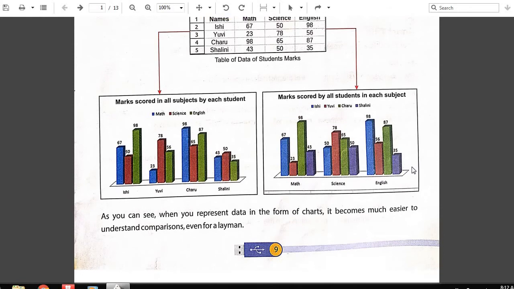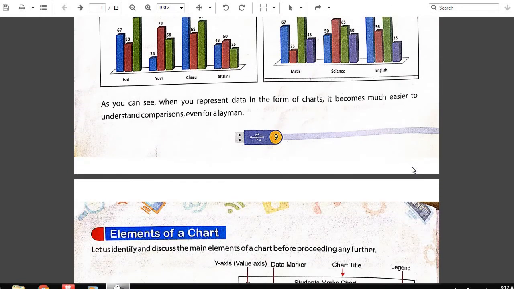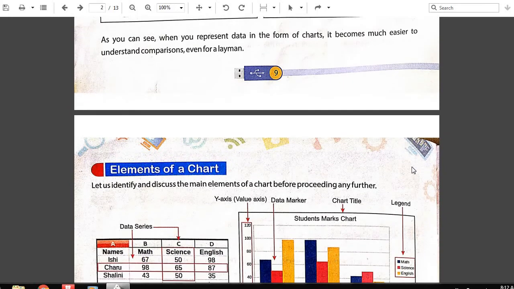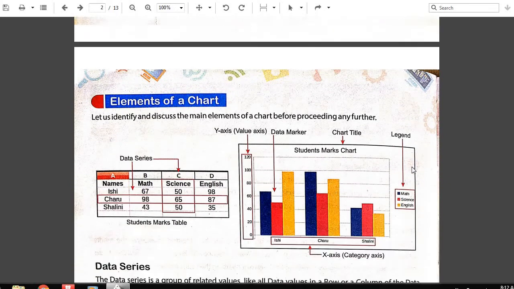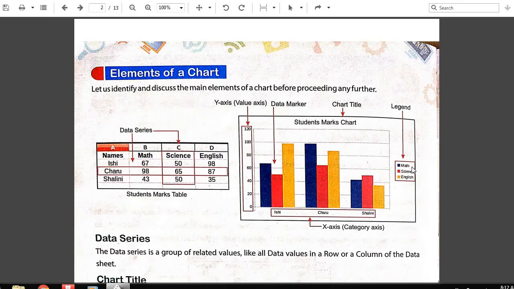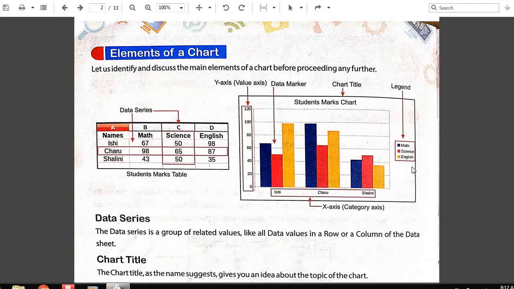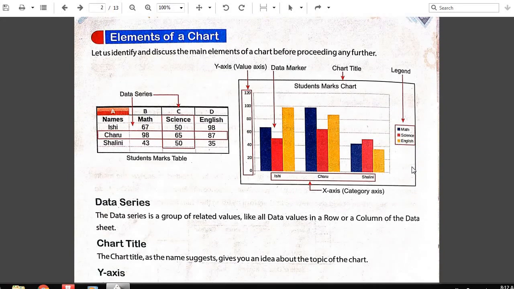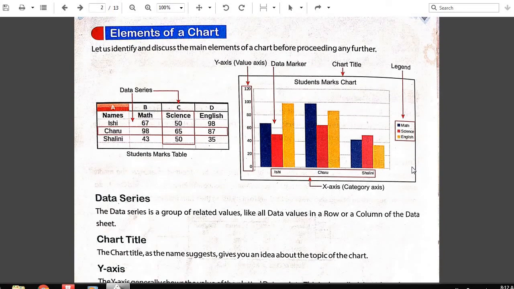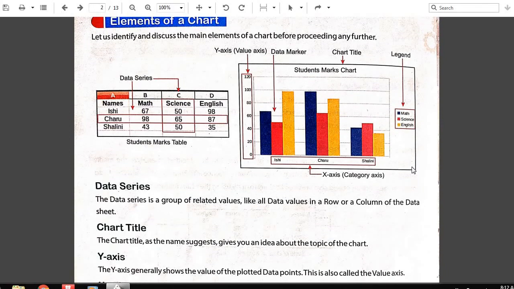Now we will be seeing the different elements of charts. Let us identify and discuss the main elements of charts. Before seeing the types of charts, before creating the charts, we should know what all the elements in the chart are. You can see the example in front of you. Here the data information is mentioned and the chart is shown here. All the elements are already marked, you can see.